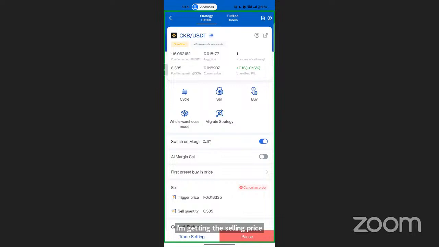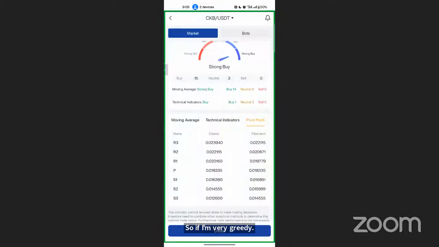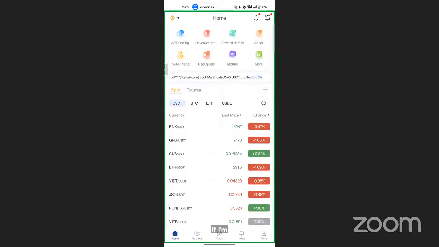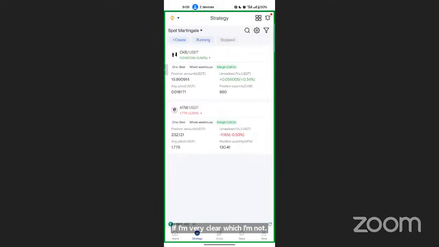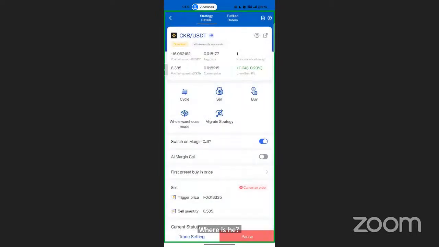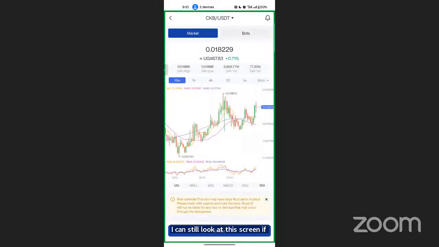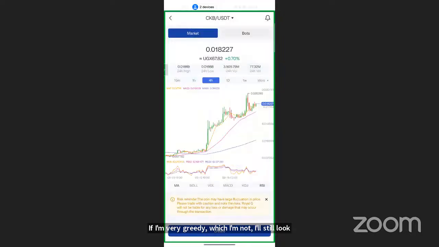So I open the chart. If I'm very greedy, which I'm not, I can still look at this coin. Let me say in 4 hours.